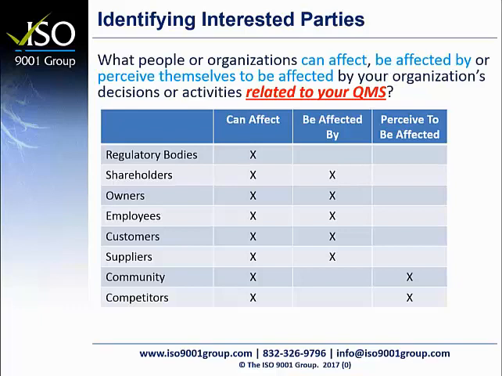Then we look at maybe identifying some additional ones: shareholders, people who own shares of the organization. They can affect the organization. How can they affect the organization? They can invest funds into the organization, or they can also take those funds away. Now, they can also be affected by your organization, right? Shareholders are affected by the performance of your organization, and so that would make them very interested in your decisions and activities. If your company is having poor quality, that's affecting shareholders. If your company is wasting material, time, resources, that's reducing the profitability of the organization, right? So be affected by. Shareholders can be affected by your organization.